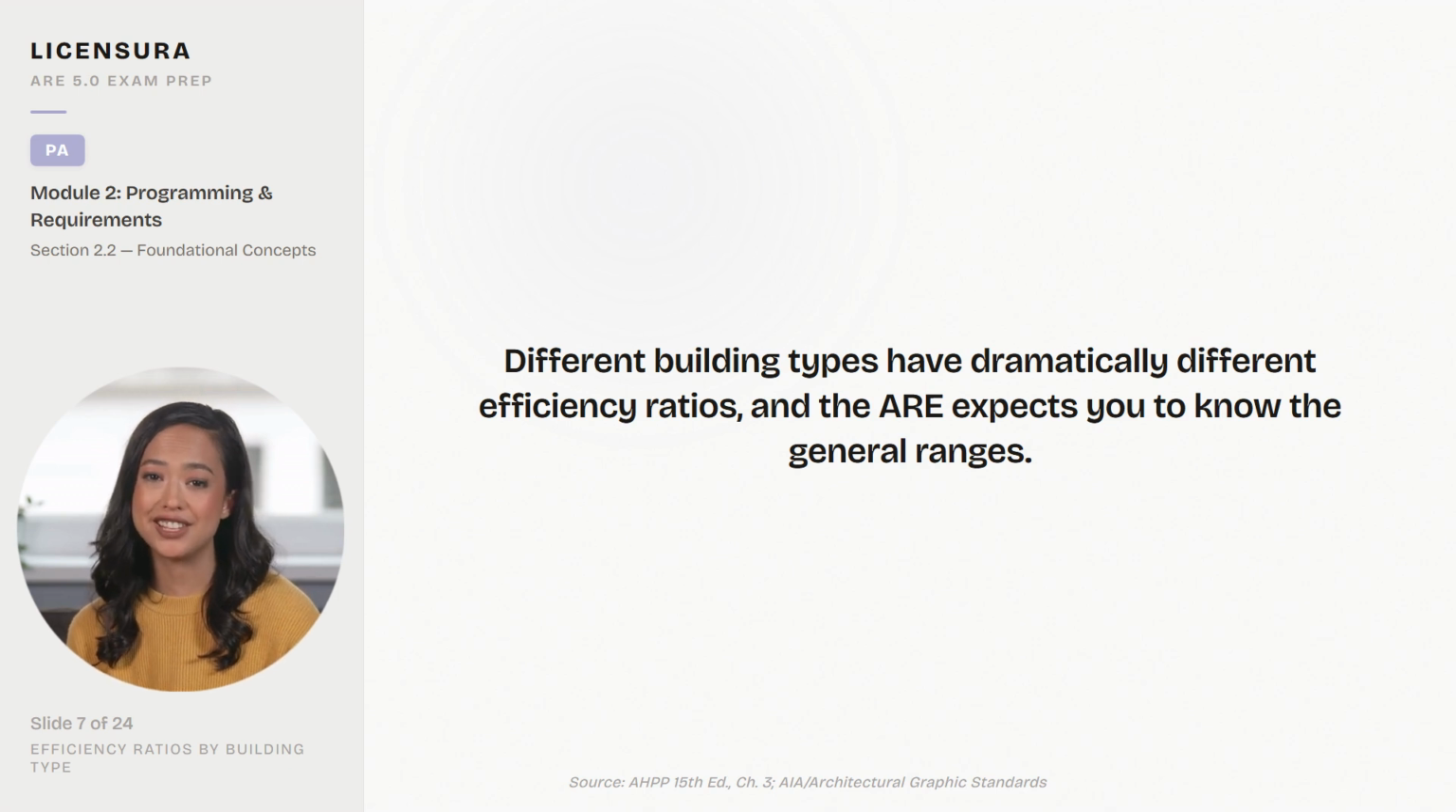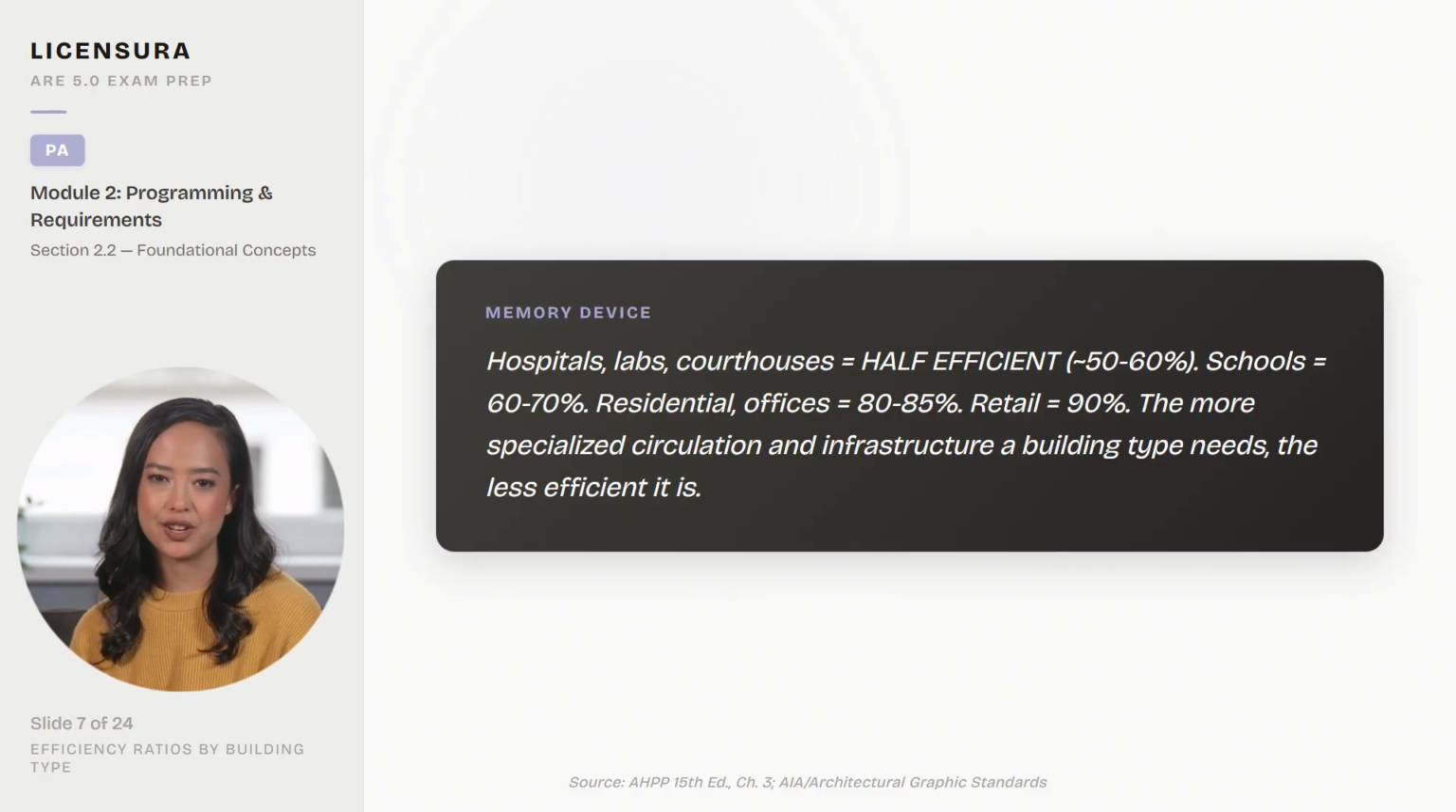37,500 CSF is tens of millions of dollars. Getting the efficiency ratio right at programming is the highest leverage cost decision in pre-design. Here's a memory device. Hospitals, labs, courthouses equal half efficient, roughly 50 to 60%. Schools equal 60 to 70%. Residential, offices equal 80 to 85%. Retail equals 90%. The more specialized circulation and infrastructure a building type needs, the less efficient it is.